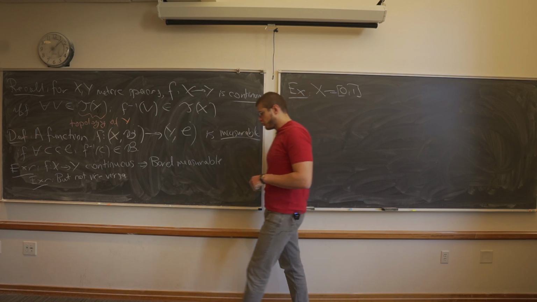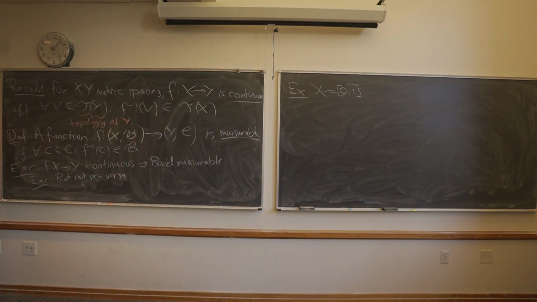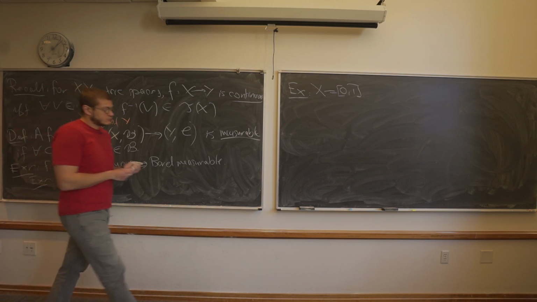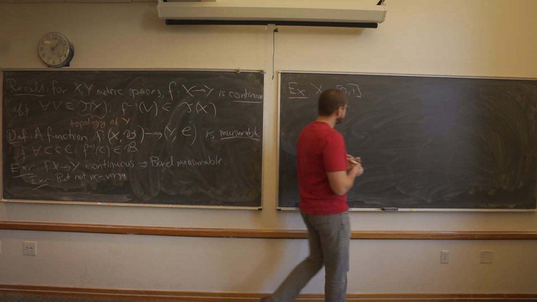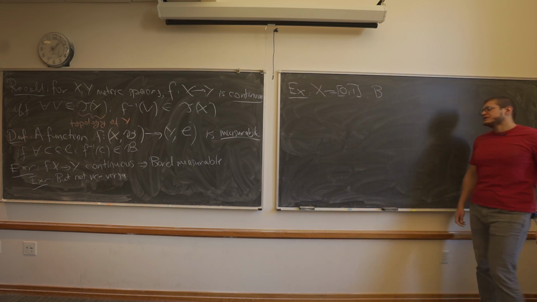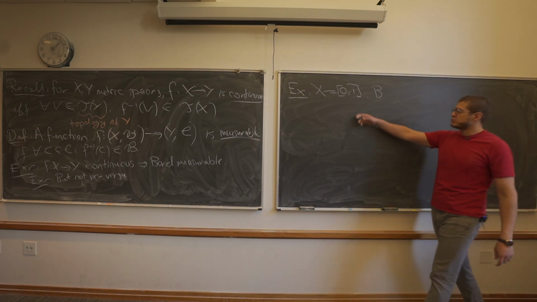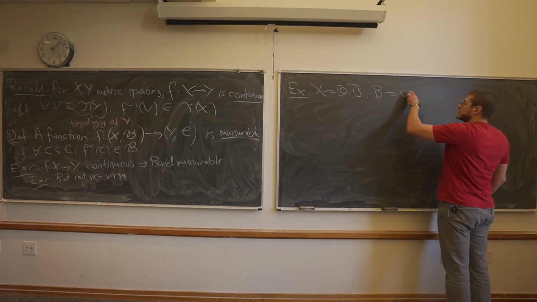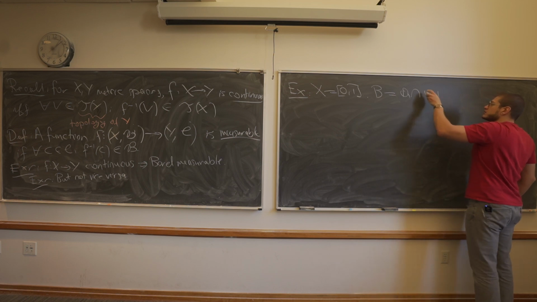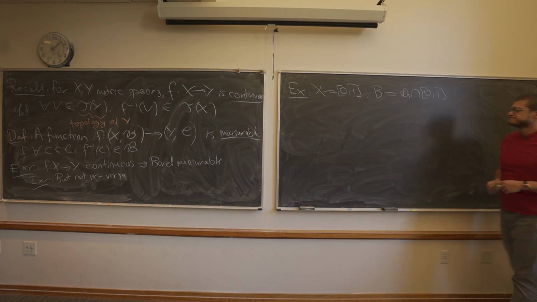So I look at all open subsets in the interval, and then I do these operations that generate the Borel sigma algebra, and I look at that collection. Let's look at this. B is going to be a certain subset. Let me look at all the rational points in the interval, so Q intersect [0,1]. I claim that B is a Borel measurable subset.